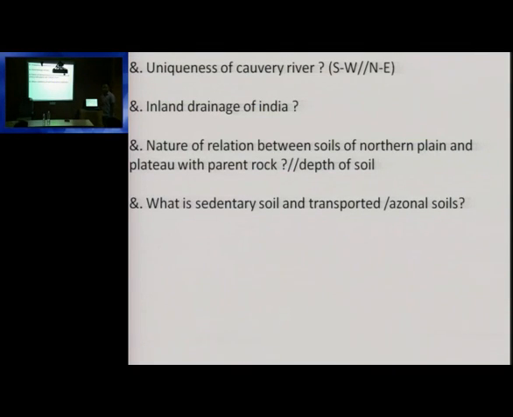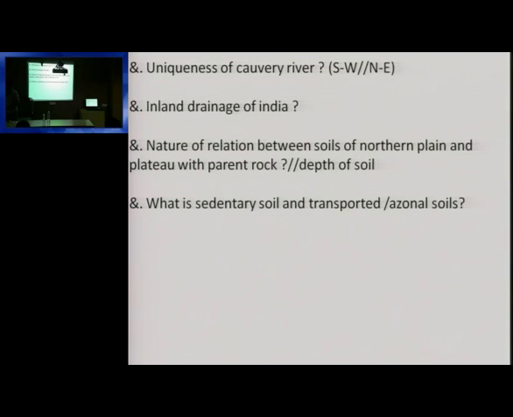Uniqueness of Cauvery River. What is the uniqueness of Cauvery River? Anyone? See, among all the rivers in India, more than 90% utilization is in only one river, and that is the Cauvery River. Why? Because where is the Cauvery River? It is in the southern part of India, somewhere here. 90% utilization. Why? Because this river is fed by the southwest monsoon and, at the same time, the northeast monsoon.